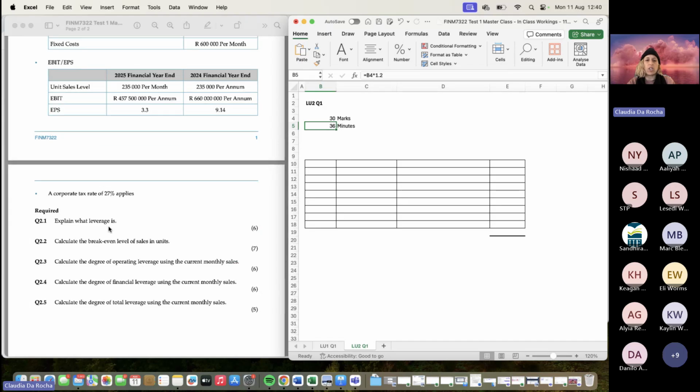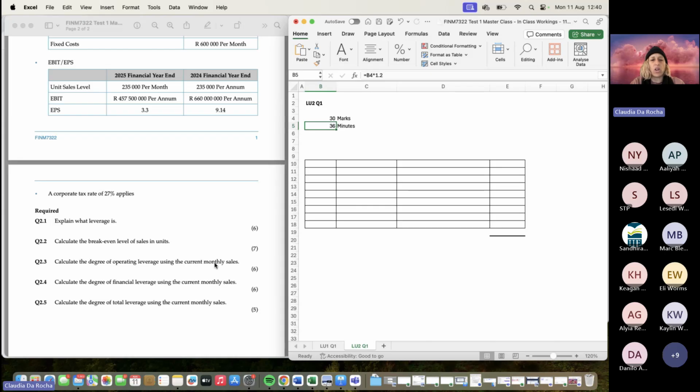So here it's asking us what is leverage. So that's a theory-based question, which I'm not going to go through now. We should know how to answer that. So I won't go through it now. What's important is that we do the calculation. So it says calculate the break-even level of sales in units. Calculate the degree of operating leverage, calculate the degree of financial leverage, and calculate the degree of total leverage.